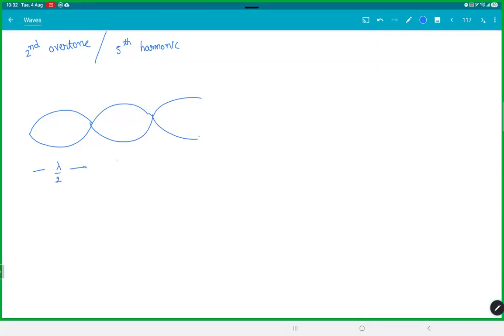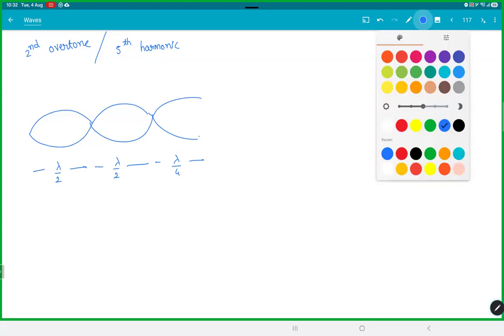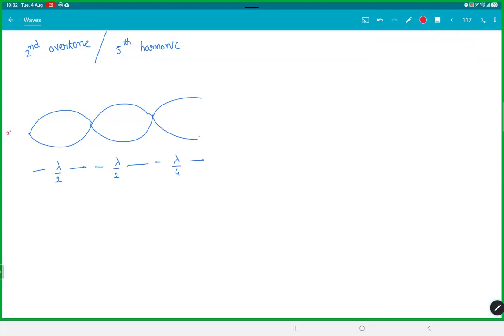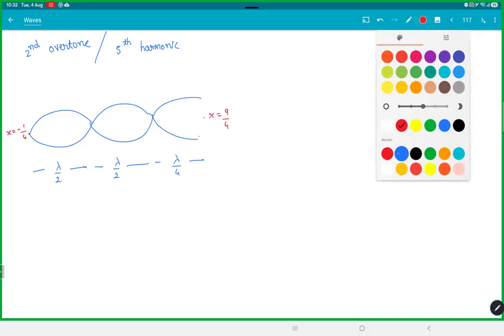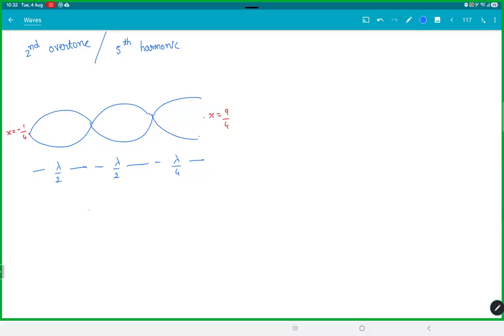So this was λ/2, this was λ/2, and this was λ/4. This was x is equal to minus 1/4, and this was x is equal to 9/4. So 9/4 plus 1/4, that's 10/4, 5/2 meters. So 5λ/4 is 5/2. From there we got λ is equal to 1 meter. k is equal to 2π/λ, which is 2π.